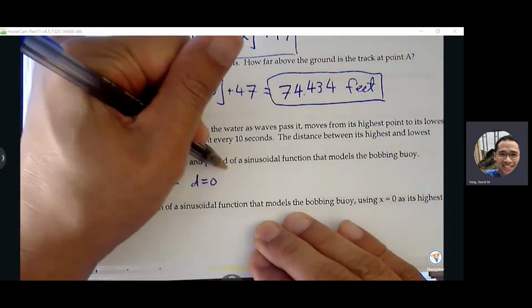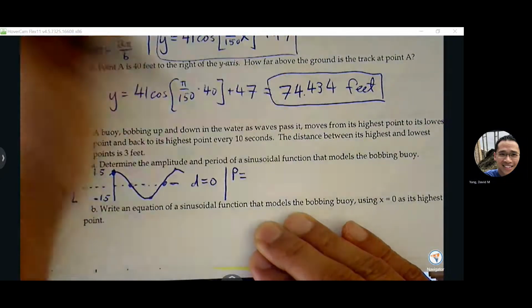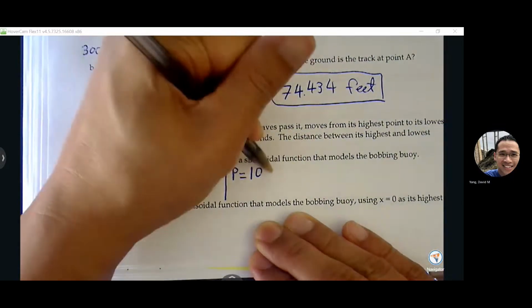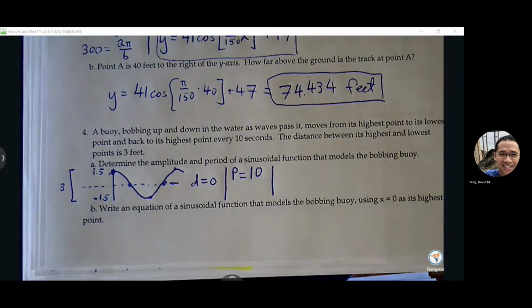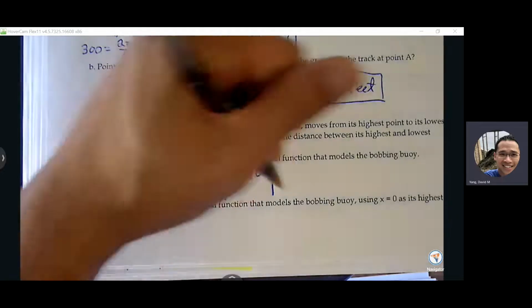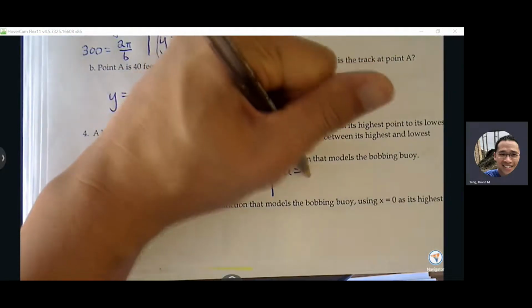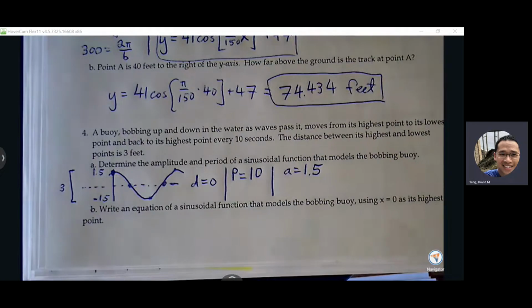Okay, what's our period? So we should have enough to write the cosine function for part B. What's our A value? 1.5. Okay. All right, so see if you can do part B. Use your period formula to solve for B.